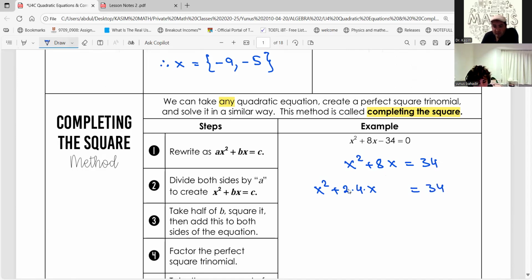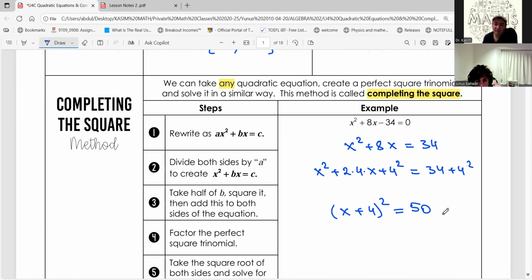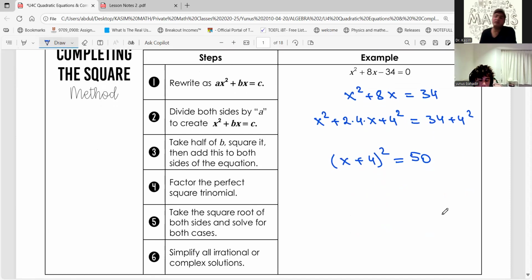Now for this expression to be a perfect square, I need 4 squared. And now the left-hand side is a perfect square: x plus 4 squared. On the right-hand side, 16 plus 34 is equal to 50. A very simple idea, because using this idea, we can derive the quadratic equation formula. The most important thing is this step.